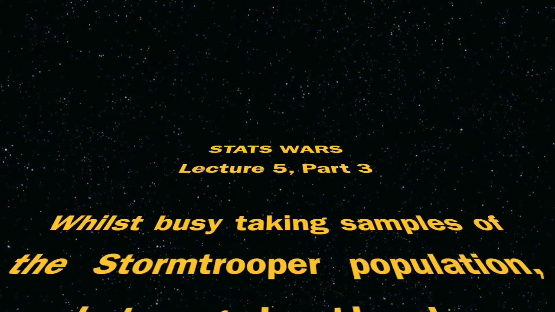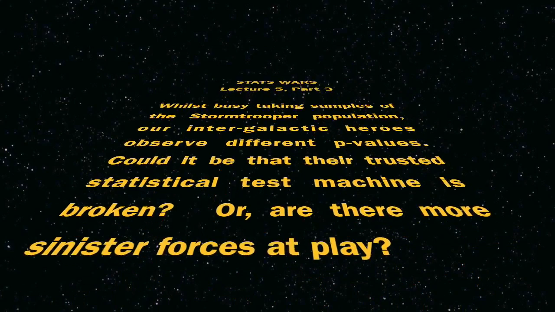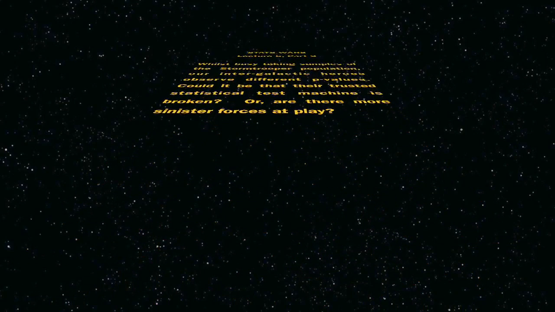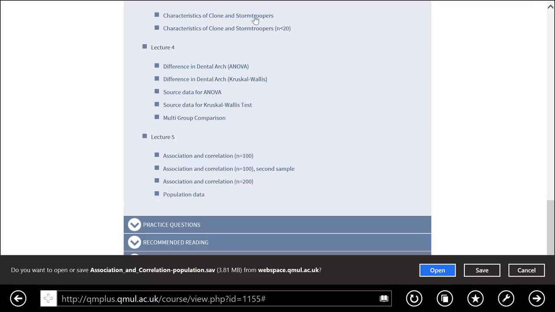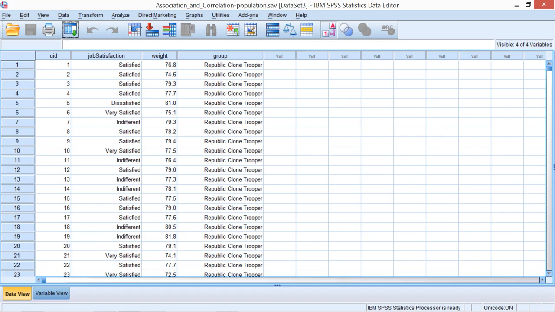So now, aided, or hopefully aided, by the computer and your participation, we're going to do a little experiment. If you go back to the QM Plus webpage and open, under Lecture 5, there's a file called Population Data. It might be quite large, so I'm not sure how long it will take to open. It may open instantaneously. If you open that up, that should have 200,000 samples in it.